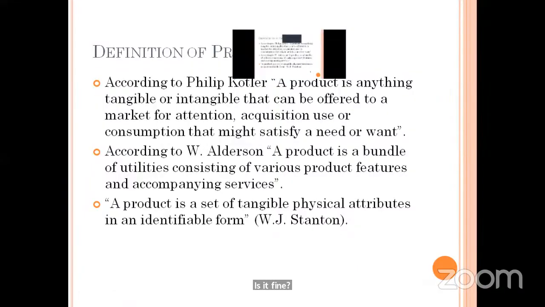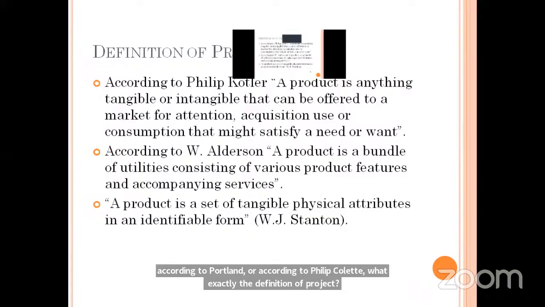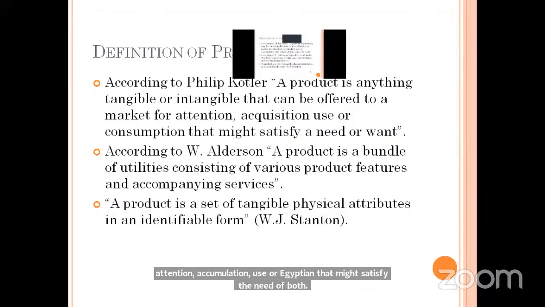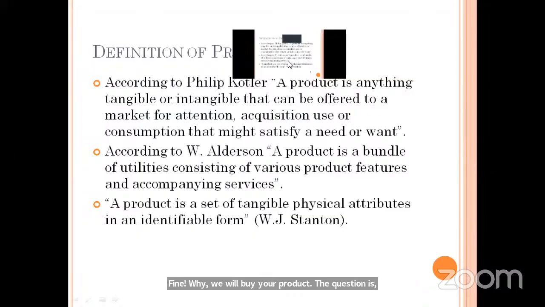Now, according to Philip Kotler, what exactly is the definition of a product? A product is anything, tangible or intangible, that can be offered to a market for attention, acquisition, use, or consumption that might satisfy a need or want. Why will we buy a product? We buy a product because as a customer we have a demand for it, we have a need for it, or we have a want for it.